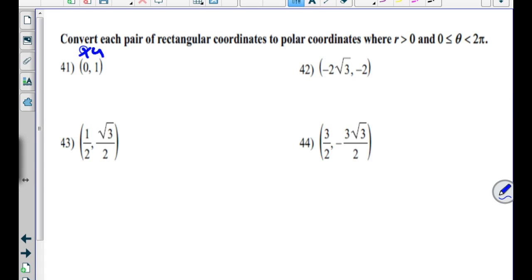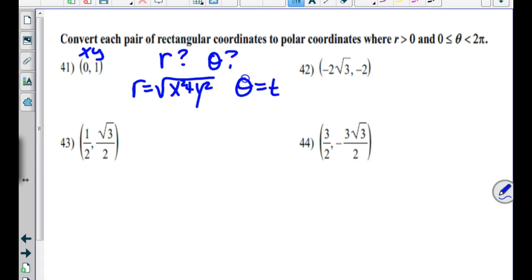These are our x and y, and they want us to find an r and a theta. How do we find r's and thetas? R is the square root of x squared plus y squared, and theta is the inverse tangent of y over x.